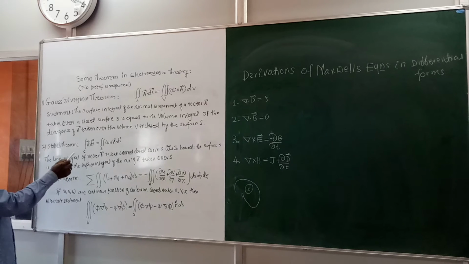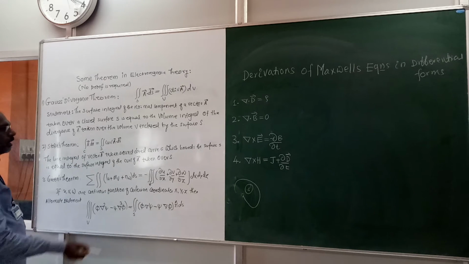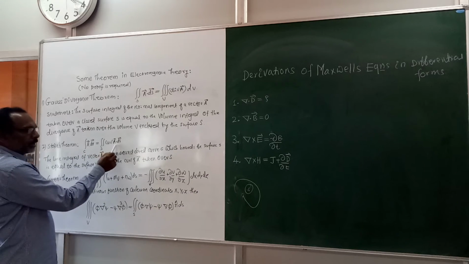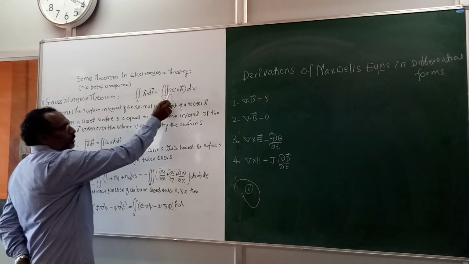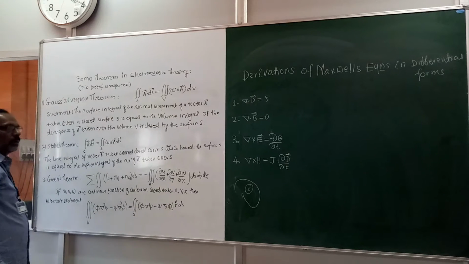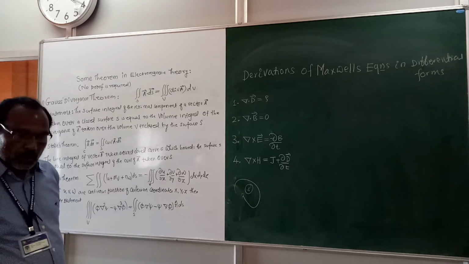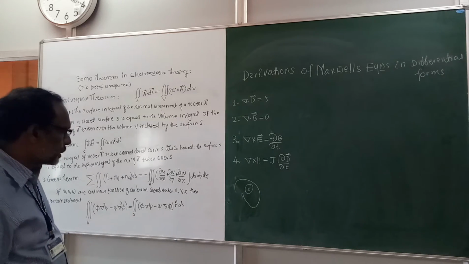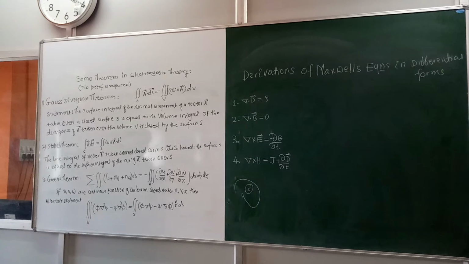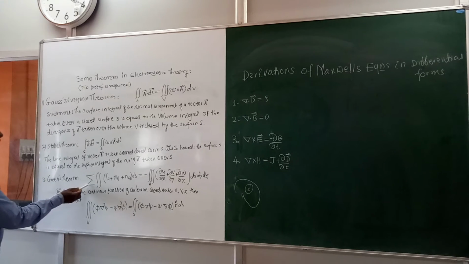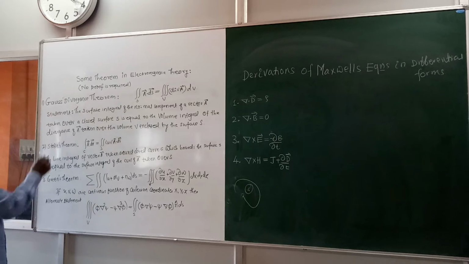This Stokes theorem helps us in transforming a line integral of a vector into a surface integral of the curl of a vector. This is important. So these two theorems. We have another theorem mentioned in our syllabus, which is known as Green's theorem. In fact, Green's theorem is again a corollary of Gauss theorem.